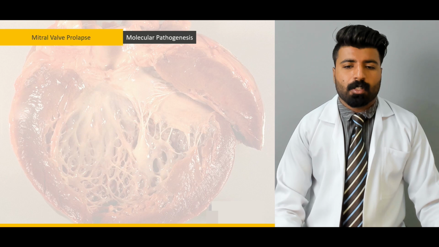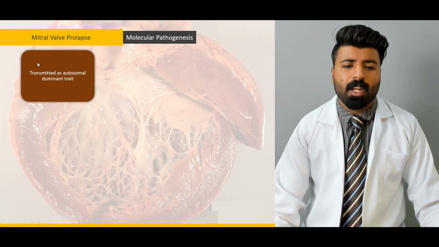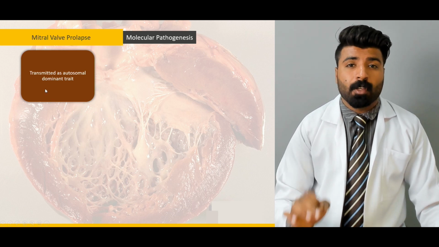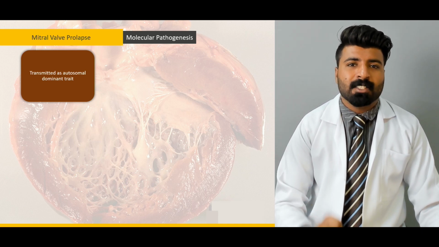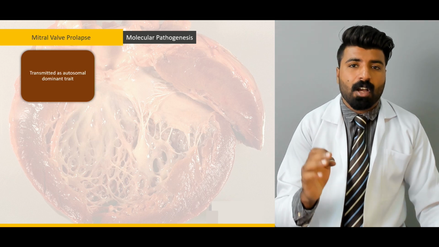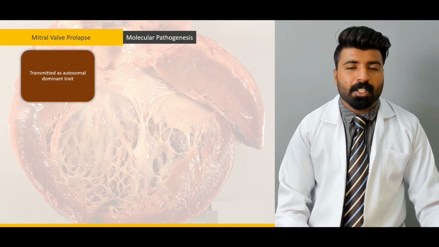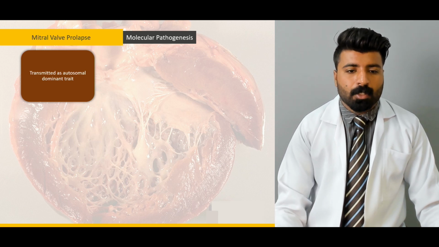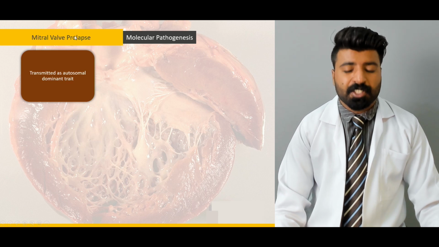Let's talk about it. The molecular pathogenesis of mitral valve prolapse is that it's actually transmitted through your parents as an autosomal dominant trait. It's present on the loci of which chromosomes? Chromosomes 11, 13 and 16. On the loci of 11, 13, 16 chromosomes, it is an autosomal dominant trait. So it's an autosomal dominant trait present on the loci of 11, 13 and 16 chromosomes.